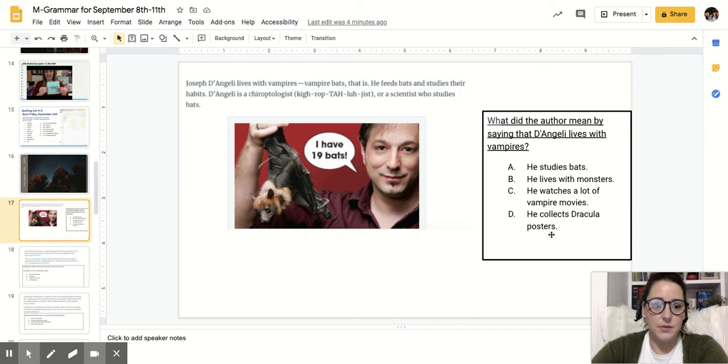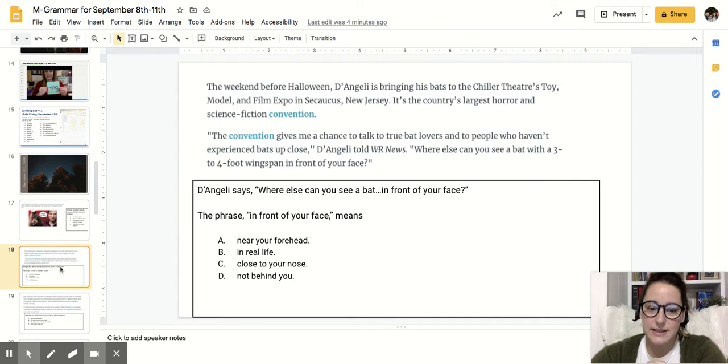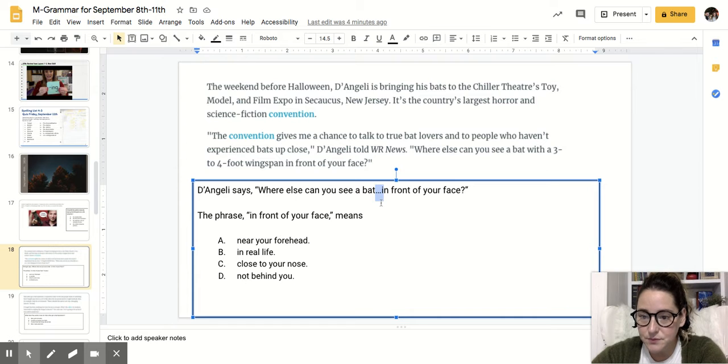All right, I'm going to go to slide 18, look at my second question. D'Angeli says, where else can you see a bat in front of your face? This is an ellipses. See the dot, dot, dot? That's called an ellipses. I'm going to write it down and let you see it.